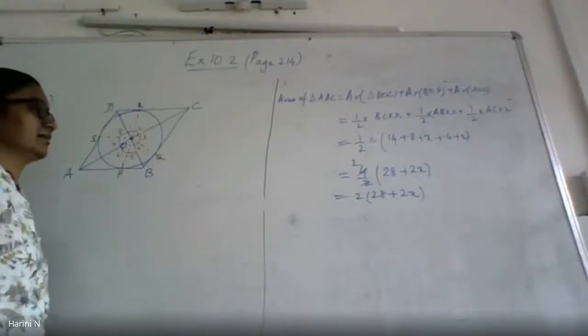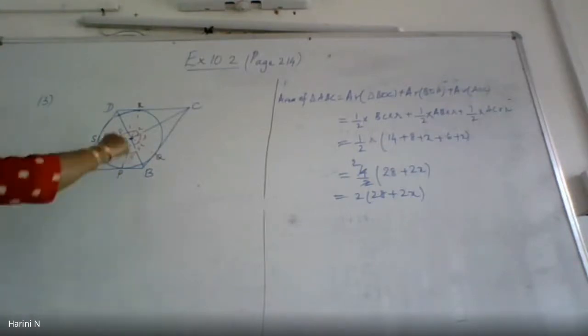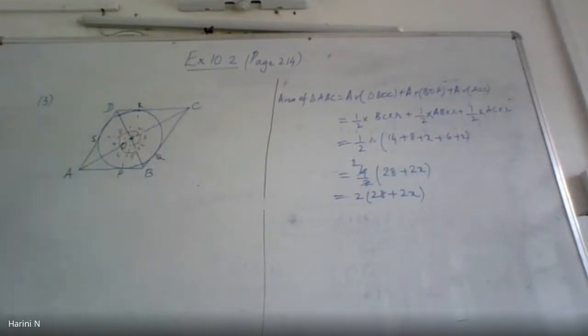Ma'am, the tangents drawn from an external point subtend equal angles at the center. Very good. And the tangents drawn from an external point to a circle subtend equal angles at the center. So all these are angles made at the center by tangents drawn from an external point. Alright, so which are the tangents you are able to understand?